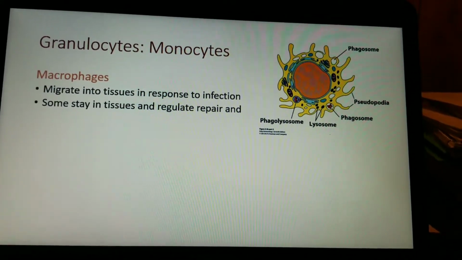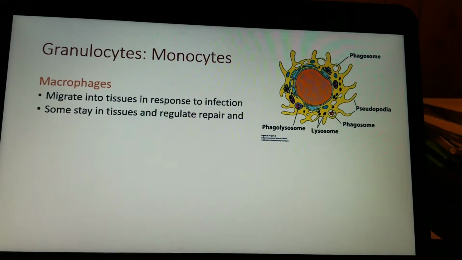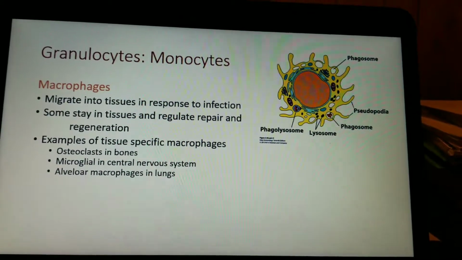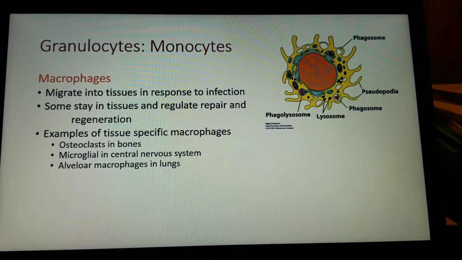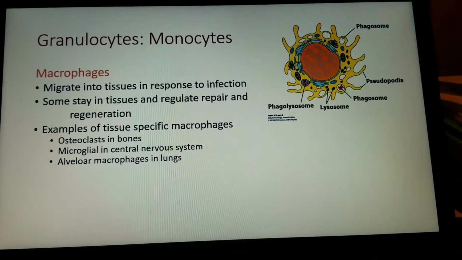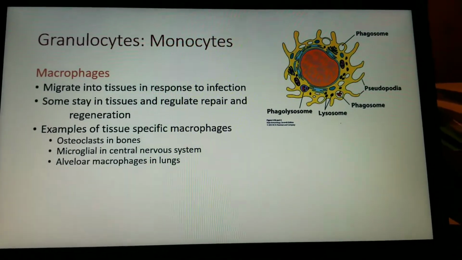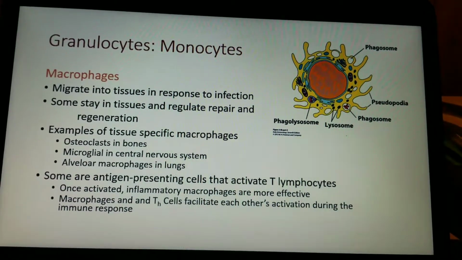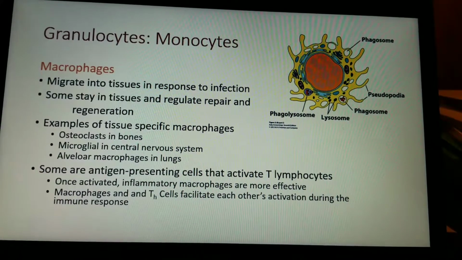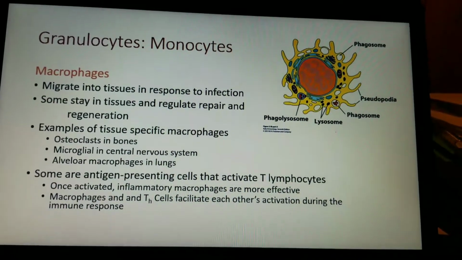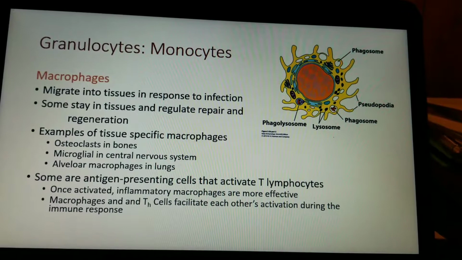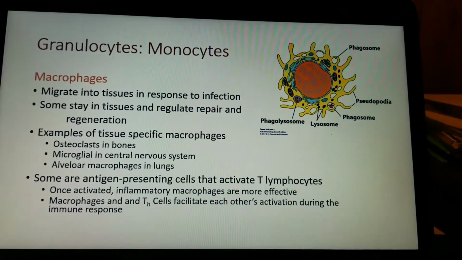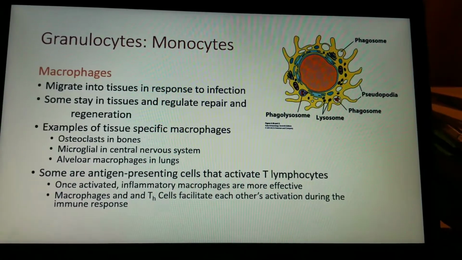Macrophages migrate into tissue in response to infection, and some of them stay there and regulate repair and regeneration of those tissues. Some examples of these are osteoclasts in bones, microglia in the central nervous system, and alveolar macrophages in the lungs. All of these just repair their respective tissue. Some of them are antigen-presenting cells that activate T lymphocytes. Once they're activated, the inflammatory macrophages are more effective. Macrophages and T helper cells facilitate each other's activation during the immune response, so they have to work together.